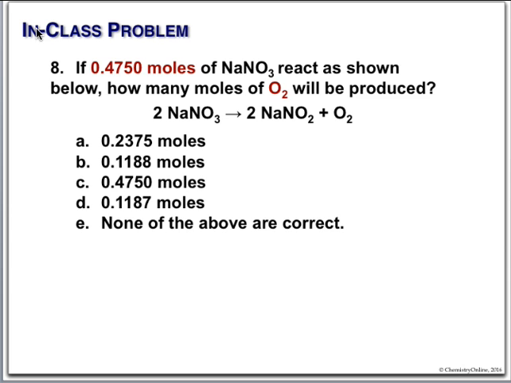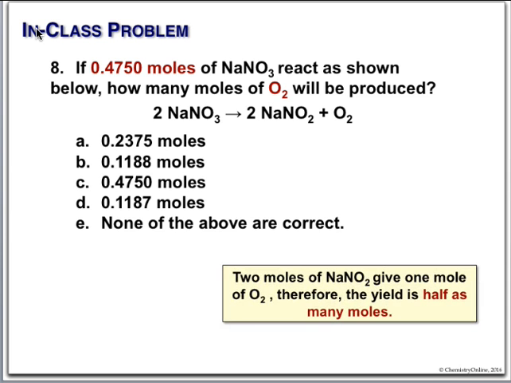All right, let's look at our equation here. Look at the stoichiometry. It takes 2 sodium nitrates to make 1 oxygen, doesn't it? 2 of them. So if we had 2 moles of sodium nitrate, we would get 1 mole of oxygen. But we don't have 2 moles. All we have is 0.475. You get half as many moles of oxygen as you have sodium nitrates. Half as many.